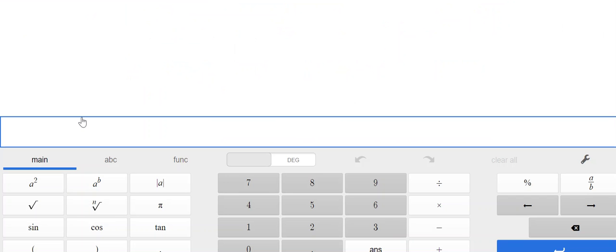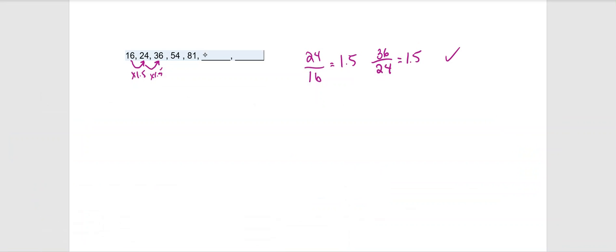What was that, 81? 81 times 1.5 gives us 121.5. So that's our next one. And you can find the next one there by multiplying this by 1.5. Okay, so in terms of recursion, the easiest way to do this is to put the t's on top.